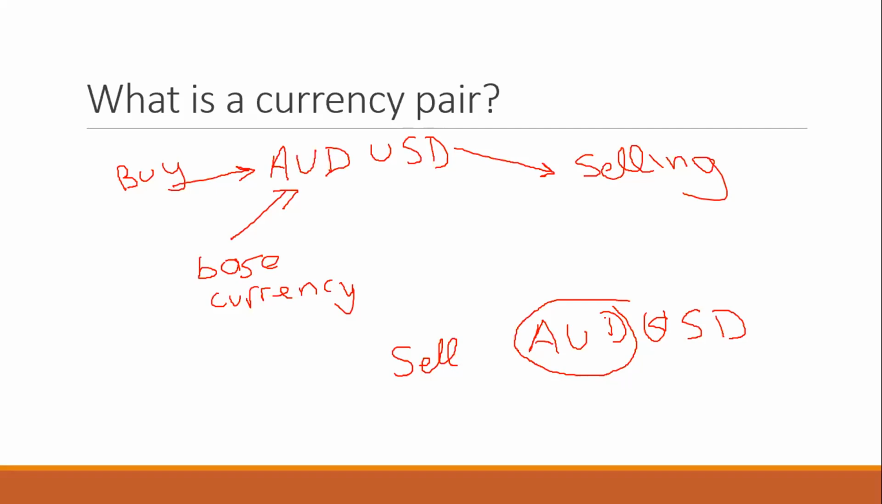What makes the Aussie dollar the base currency? Because it's the one that's at the front. Okay. Because the market moves in the direction in terms of if we're going to buy or sell that particular currency pair. Got you.